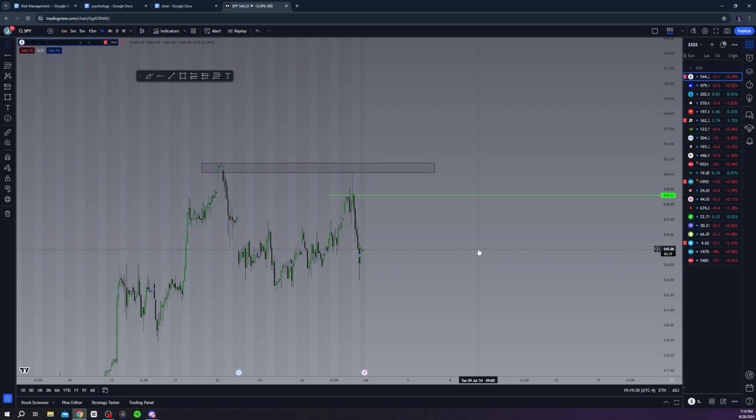Market open and market close, Rye. I'm ready to lock in. I love it, I love it.